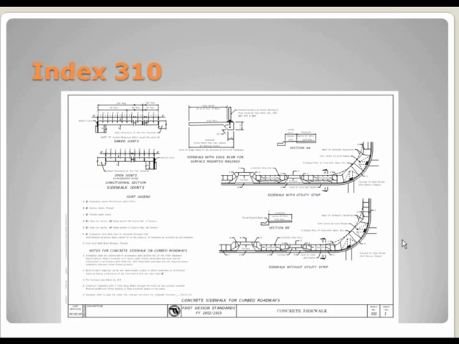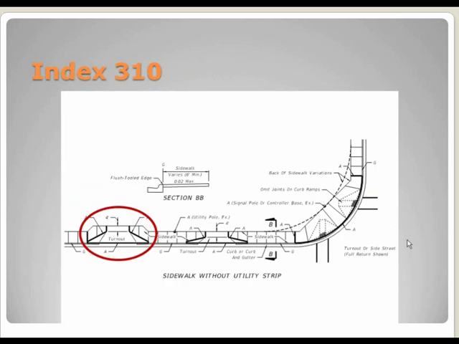Index 310. Again, you have to maintain the 4-foot width on your sidewalks, and we also added a 1-foot offset from the back of curb so that you can get rid of the little triangle piece that breaks off really easy.